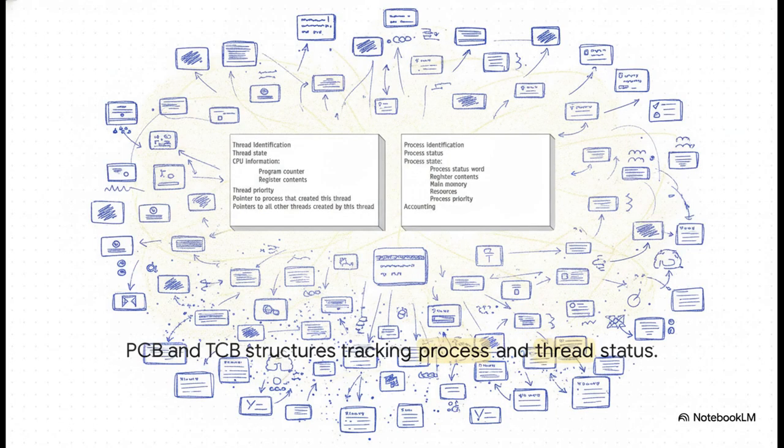Now, keeping track of all these moving parts requires serious organization. The system handles this using control blocks, specifically thread control blocks and process control blocks. Think of them as highly detailed, unique ID cards. They store the exact status, priority level, and memory location of every single thread and process. They tell the operating system exactly what's going on at any given nanosecond.